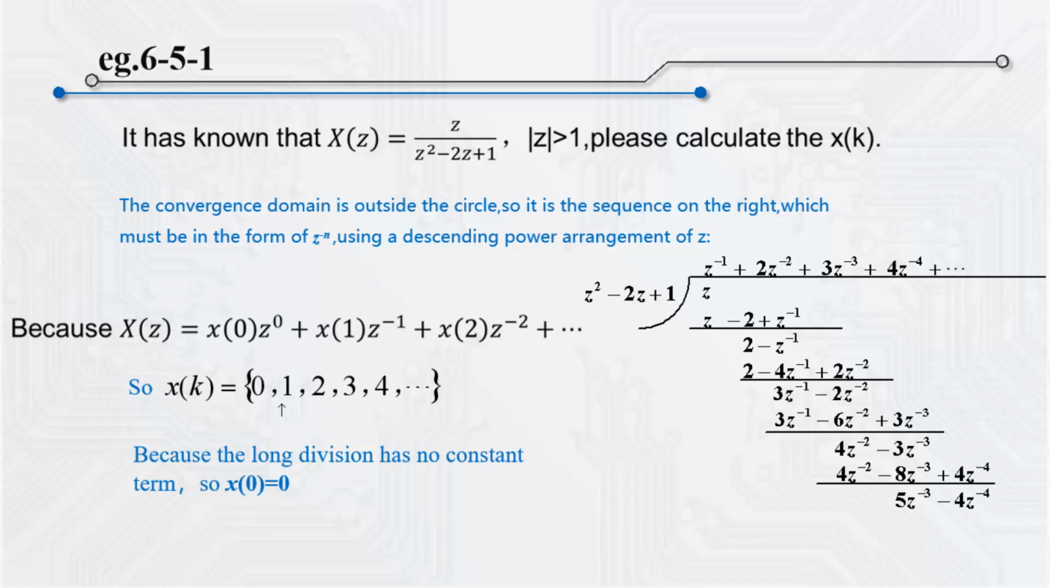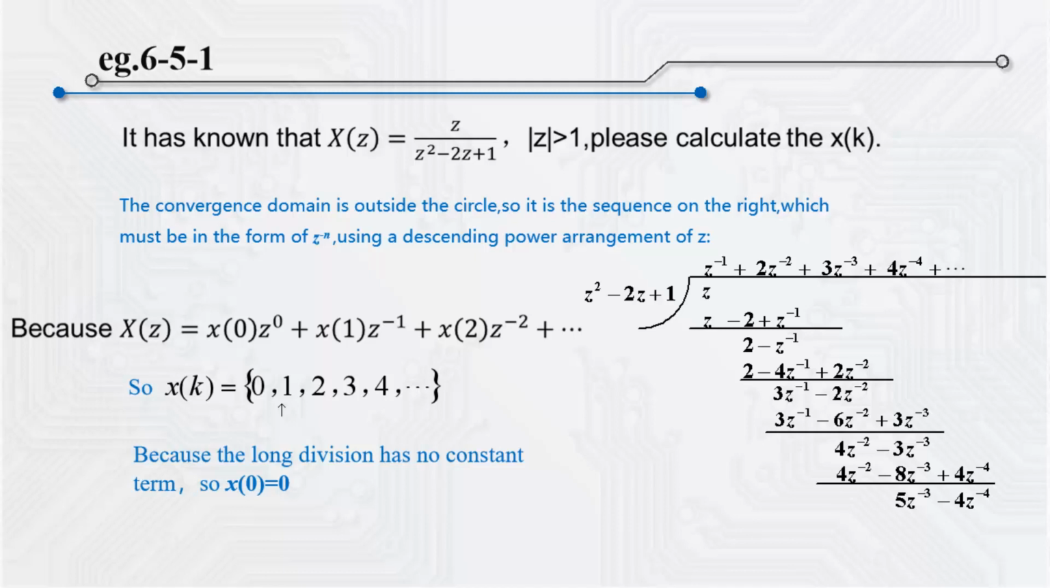Then, after getting the expression of the descending series arrangement of X of Z, according to the definition of Z transformation, X of Z equals x of 0 plus x of 1 Z to the power of minus 1 plus x of 2 Z to the power of minus 2, and so on. Keep adding the following items. So we can see from the above expression the form of this original sequence x of k.